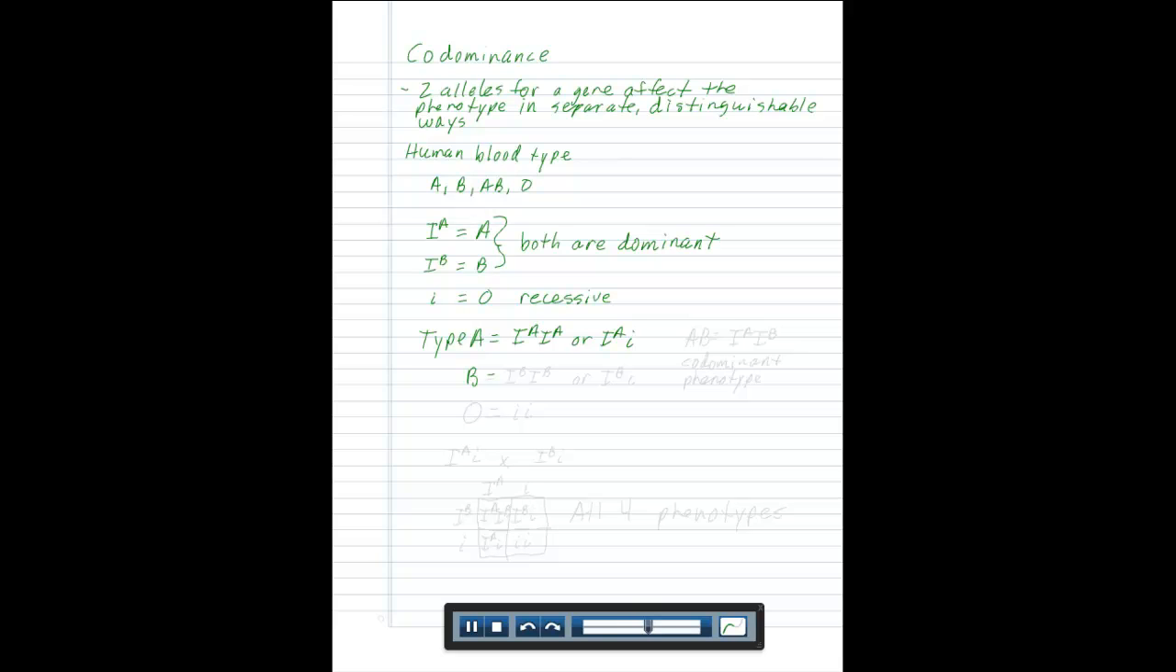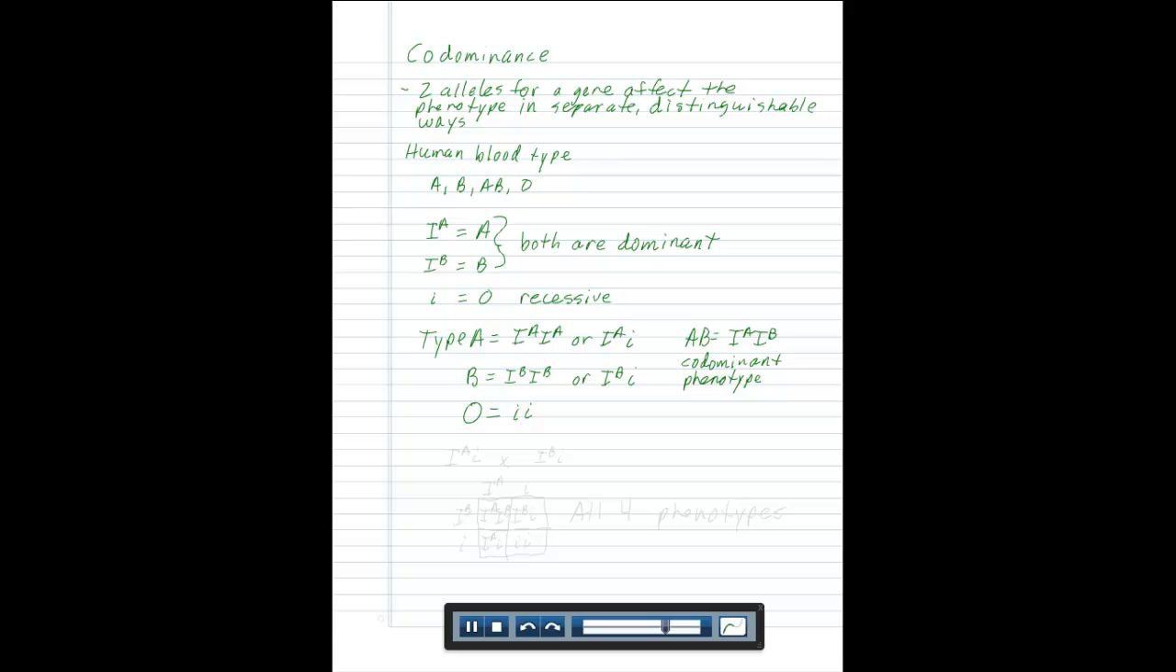If they are type B, it's very similar, except that they will be either big IB, or big IB, little i. In order to be type O, the individual is little i, little i. The biggest difference lies in the AB phenotype. If they are type AB, their genotype is this: big IA, big IB, with both the A allele and the B allele being expressed. This is what we would refer to as a codominant phenotype.